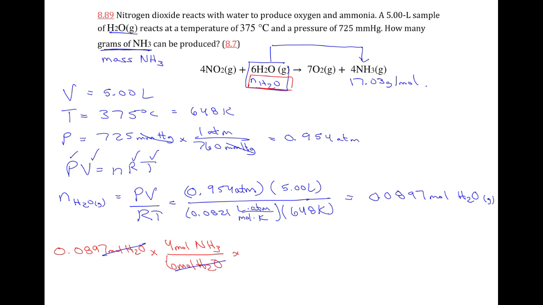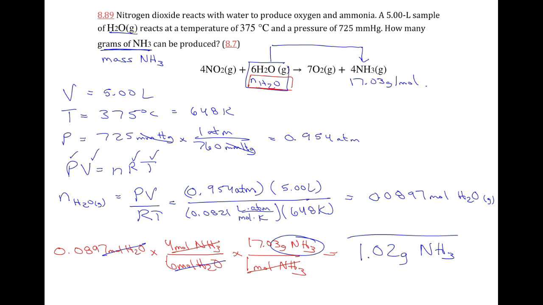My ultimate goal is to figure out the number of grams of ammonia, but I do know that for every 1 mole of ammonia, I have 17.03 grams of ammonia. So there you go. You can see the moles of ammonia are going to cancel out. I am left over with grams of ammonia. And when I put that in my calculator, I get 1.02 grams of ammonia.